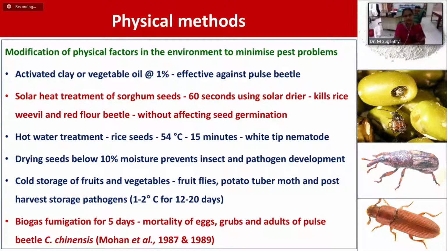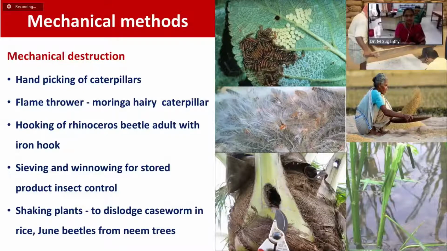Then comes the mechanical methods. Under mechanical methods, we have different ways. The first one is mechanical destruction, that is collection and destruction of pest populations which are in huge quantity.